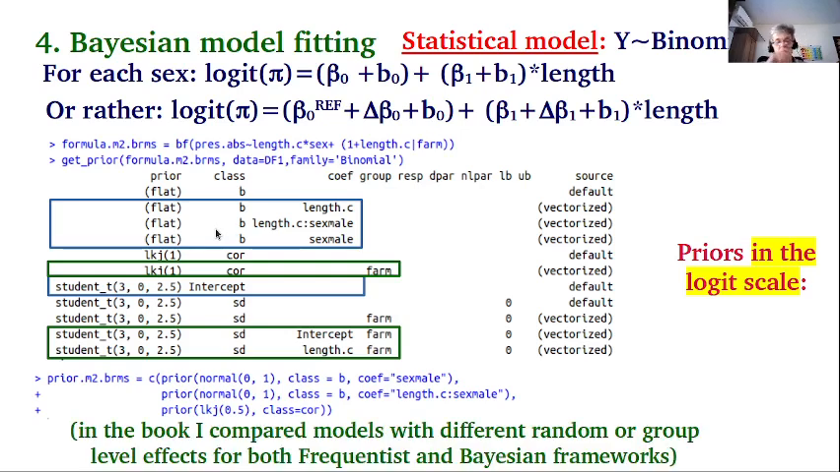So I hasten to point out that in the book I compare models with different random or group level effects for both Frequentist and Bayesian frameworks, and I chose to omit this comparison for the sake of brevity in this video. So please have a look in the book if you want to see more of that.